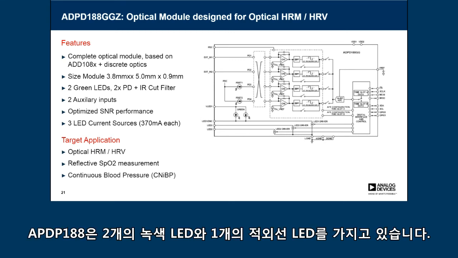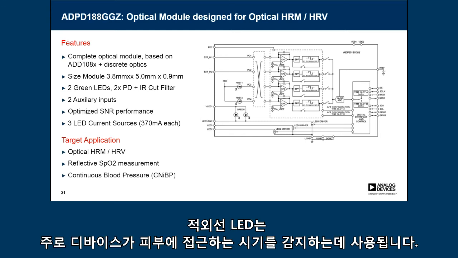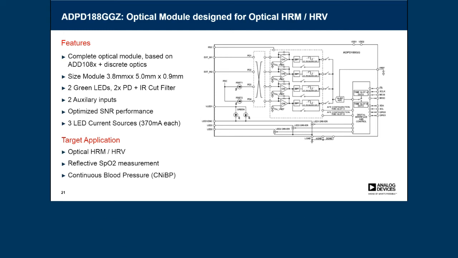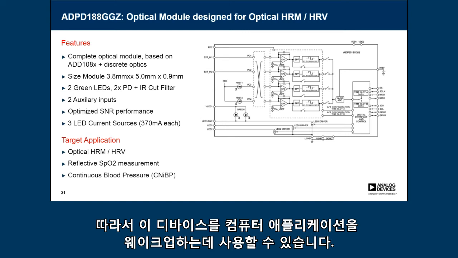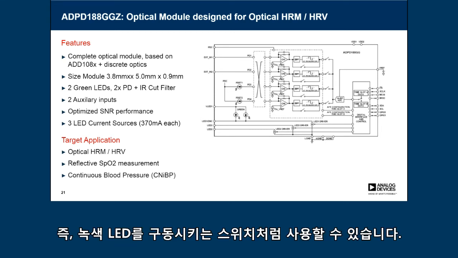The ADPD-188 has two green LEDs and one infrared LED. And the infrared LED mainly is being used to detect when the device is approaching the skin. So when you put a device on, that infrared LED could be used to wake up your complete application. So it could be used like a switch to start driving the green LEDs.